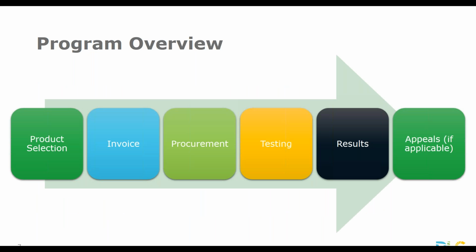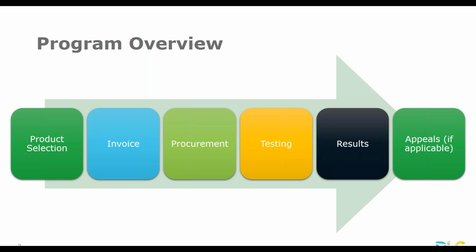So here's just a quick look at the program's process. It should be pretty self-explanatory. The product gets selected and you get notified. If you accept, then we will invoice for the product, and wait for that invoice to be paid. We'll send out procurement information. The general standard is that products will be procured within 8 weeks. If not, we'll make sure that any longer time beyond that is agreed upon beforehand. I'll get into that a little bit more later.